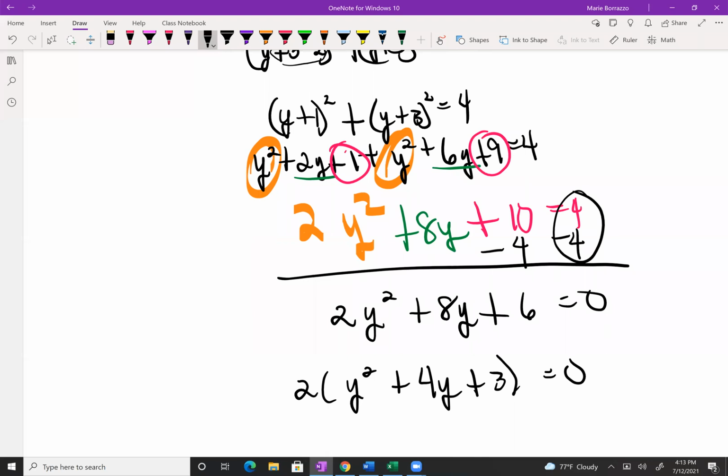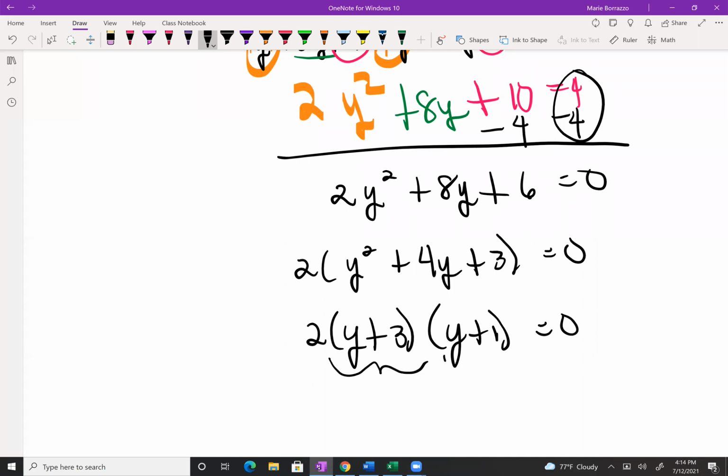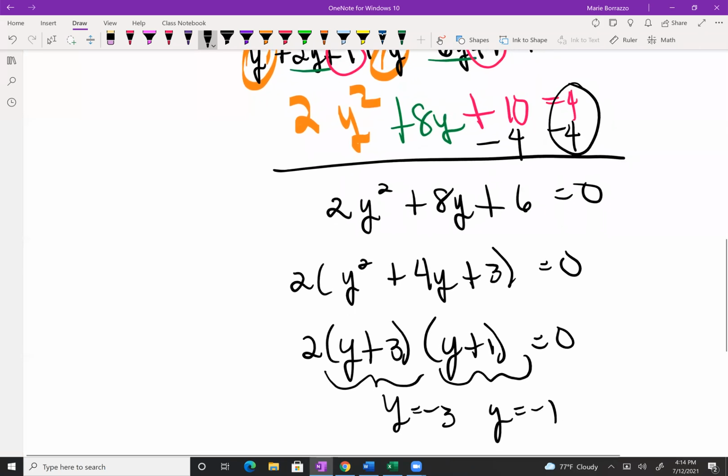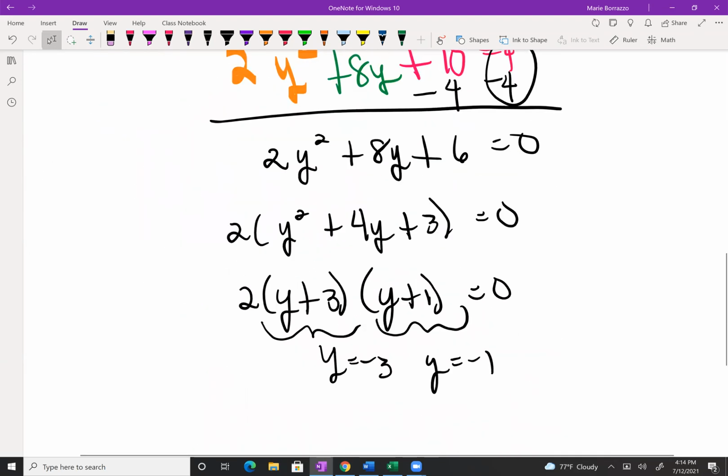And now I just need to factor this. So I know that this is 2 parentheses. This will be (y plus 3) times (y plus 1), and this is equal to 0. So my two solutions are here and here for the y's. This tells me that y is equal to -3 or y is equal to -1. But I need you to remember that you have to substitute this back into the original equation that we solved for at the top, which was up here, where x is equal to y plus 3. So I'll bring it here. So x is equal to y plus 3, and we're going to substitute in our values.